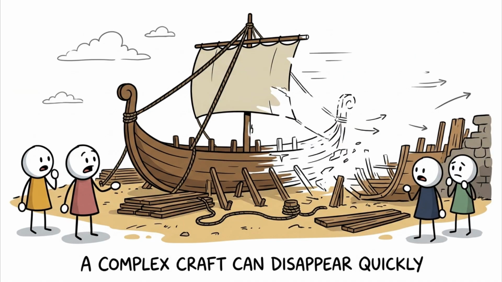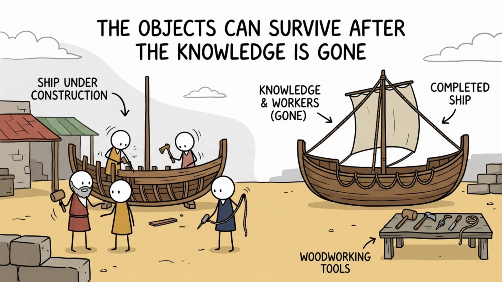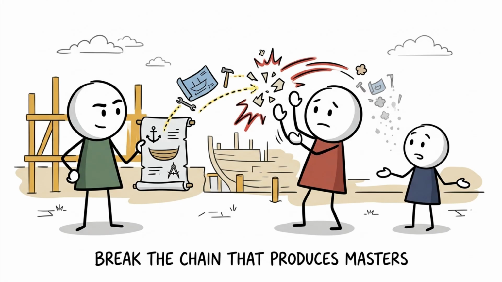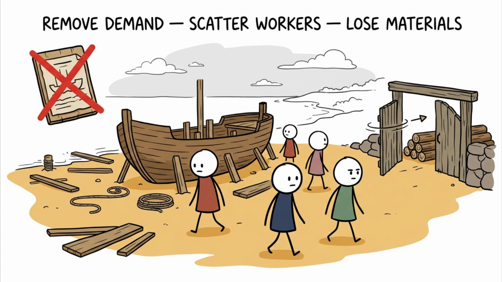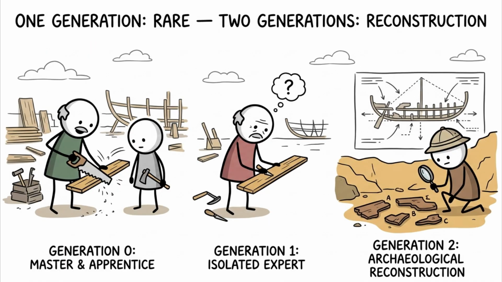This explains why a sophisticated craft can disappear surprisingly quickly. You do not need to erase every tool or destroy every surviving vessel. You only need to interrupt the chain that produces competent masters. Remove demand, scatter the workforce, or eliminate access to critical materials. Within one generation, rare judgment becomes rarer. Within two, it becomes reconstruction.